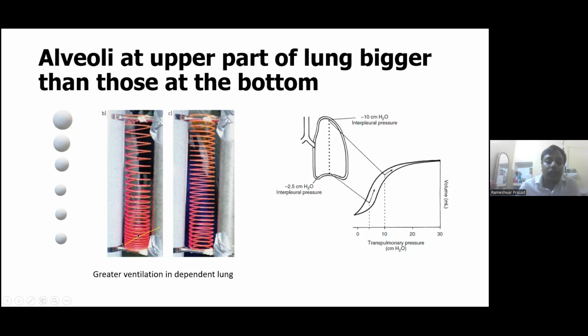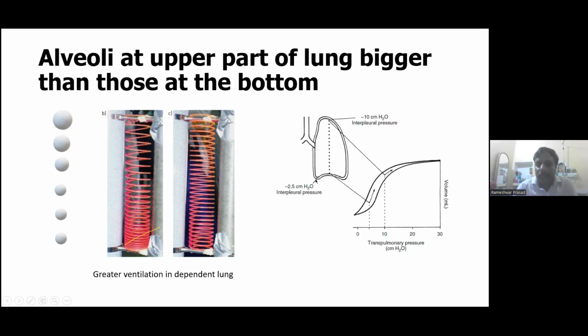Then what will happen to the alveoli? In the lower part of the lungs, the alveoli will be smaller, and in the upper part of the lungs, the alveoli will be larger. Now, this is one cause of difference in ventilation. The second cause is intrapleural pressure.